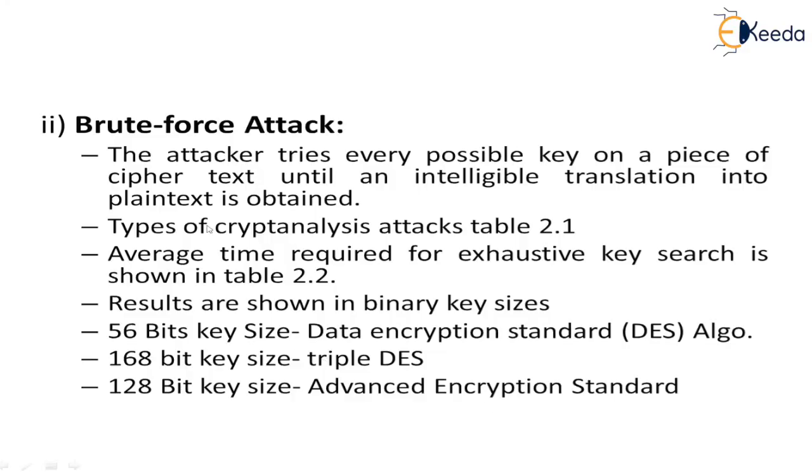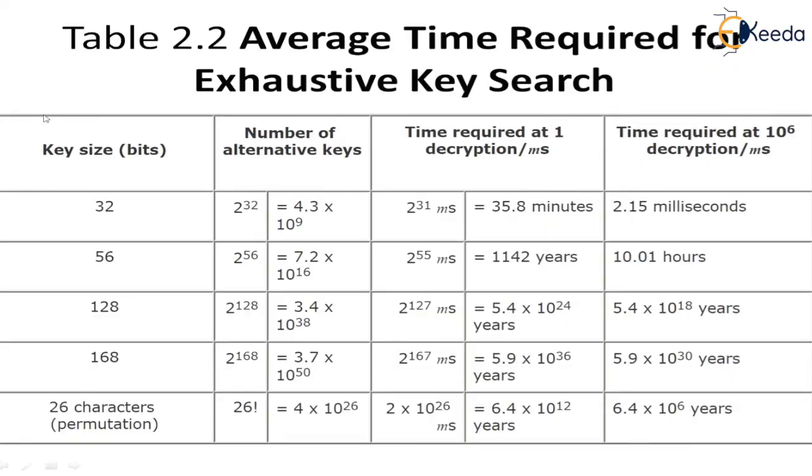So these are the five types of attacks known to the cryptanalyst. Now we can look at the average time required for exhaustive key search, because the attacker will take some time to decrypt the message and search for the key. It is tabulated in Table 2.2, in which the key size is mentioned in bits: 32, 56, 128, and 168. It lists the number of alternative keys, the time required at 1 decryption per millisecond, and the time required at 10 to the power 6 decryptions per millisecond.